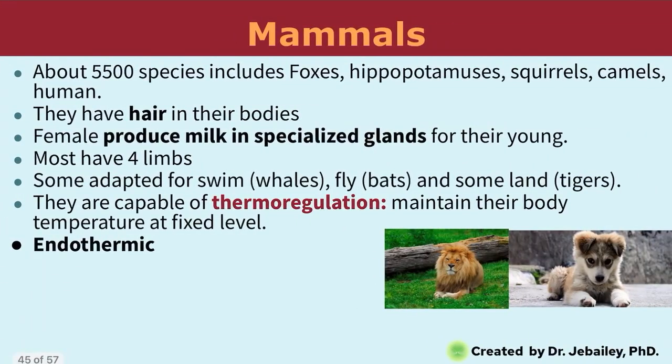And then the mammals, which are us, they have hair. Hair is one of the traits I see a lot in IB. They produce milk. They are endothermic, that means they regulate their temperature. They maintain their internal temperature always fixed. This is pretty much it. They have 4 limbs, most of them.